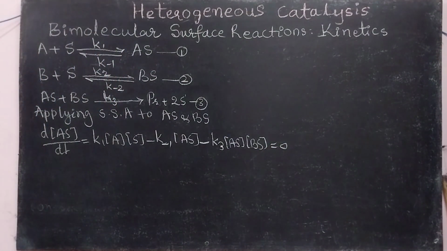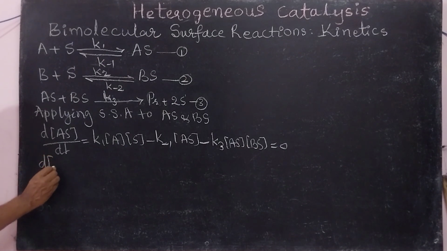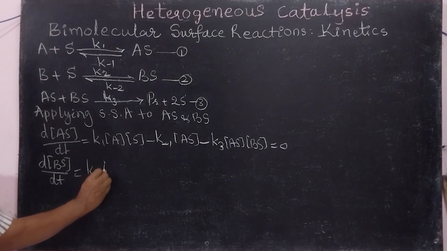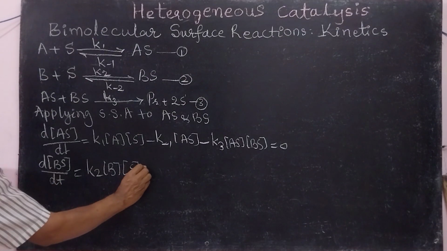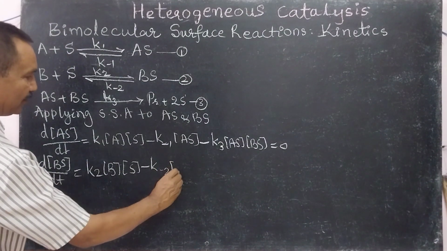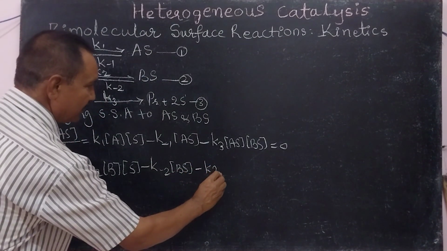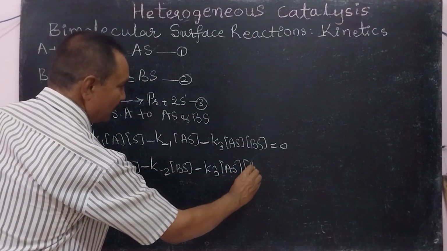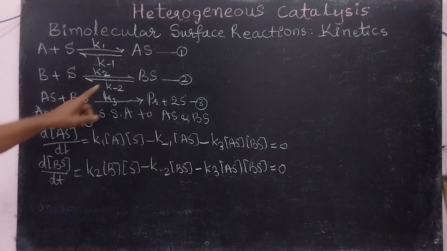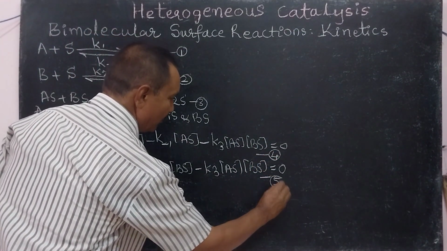This is one equation. Similarly, we are going to get another, that is d[BS]/dt equal to K2 into B into S, minus the reverse of this, that is K minus 2 into BS, minus K3 into AS into BS. This is equal to 0. We are applying the steady state principle to this. Let us number this equation as 4 and this equation as 5.